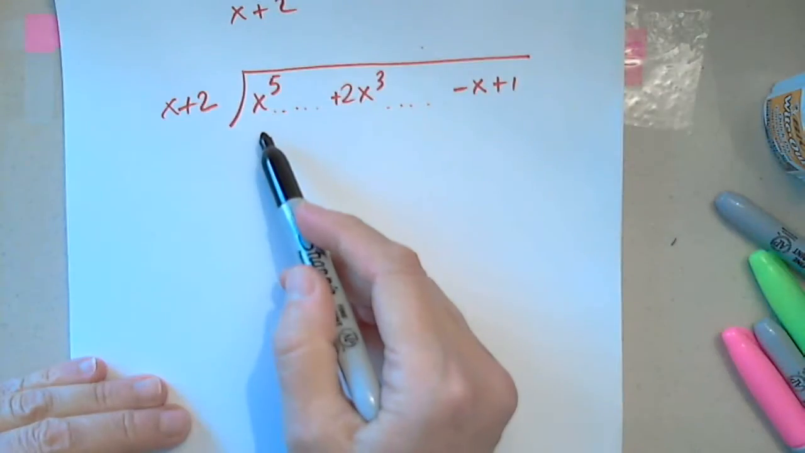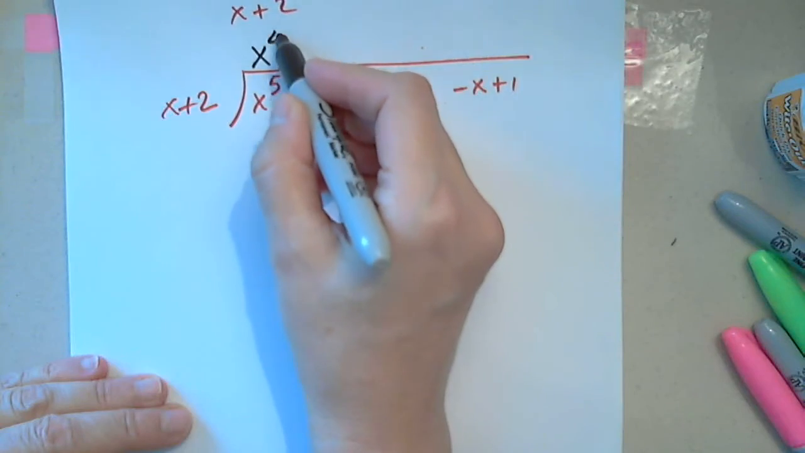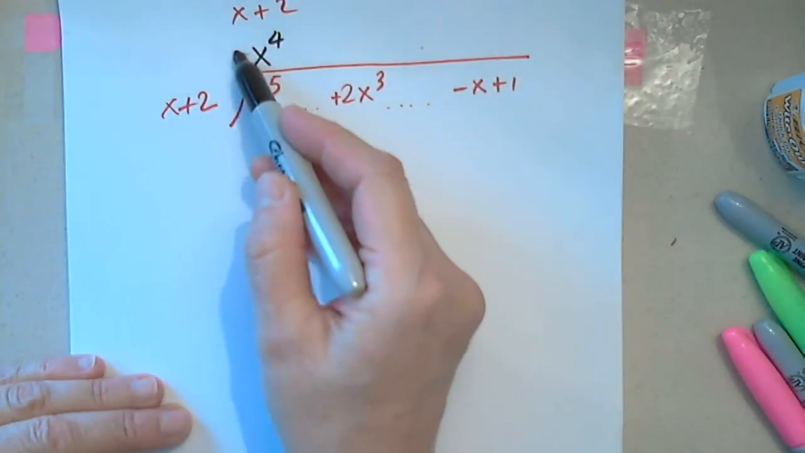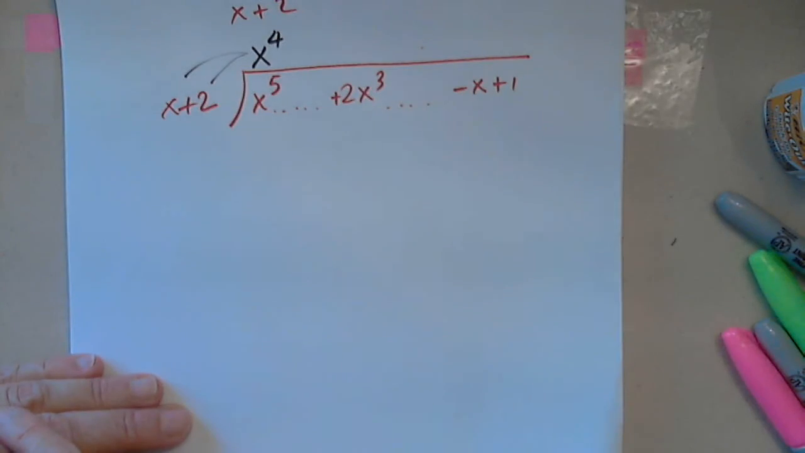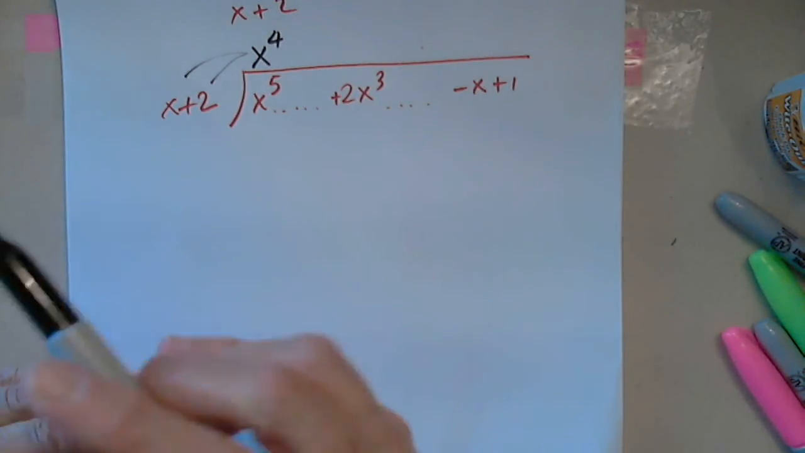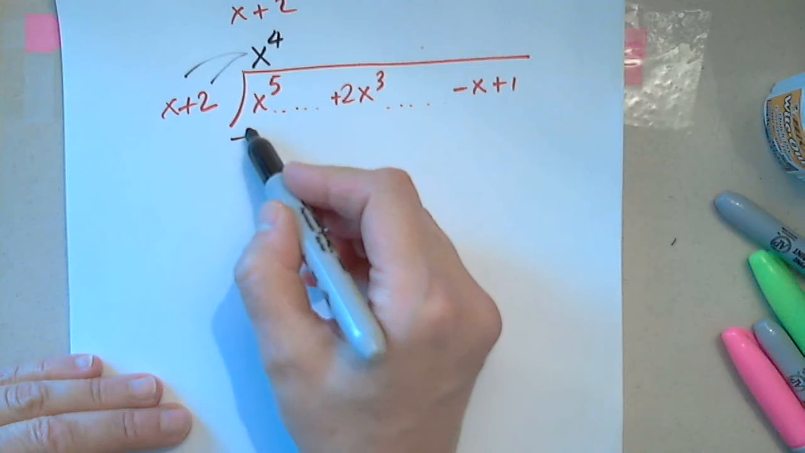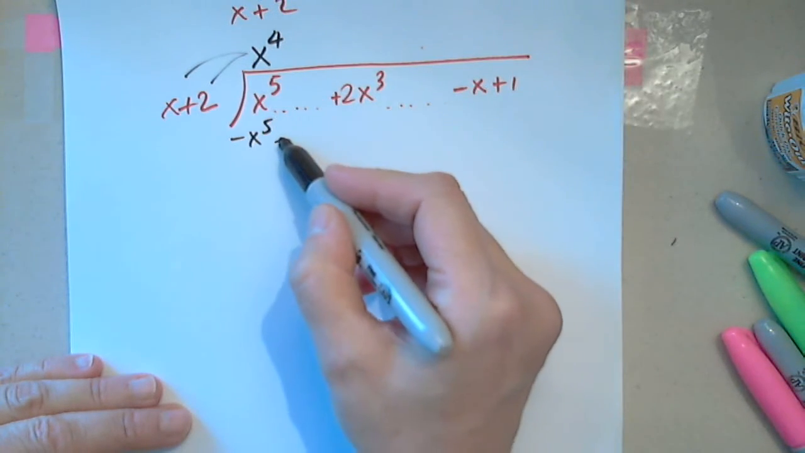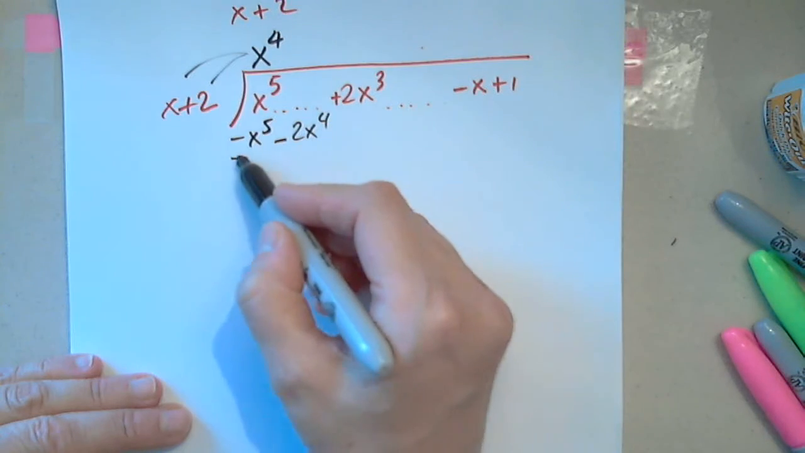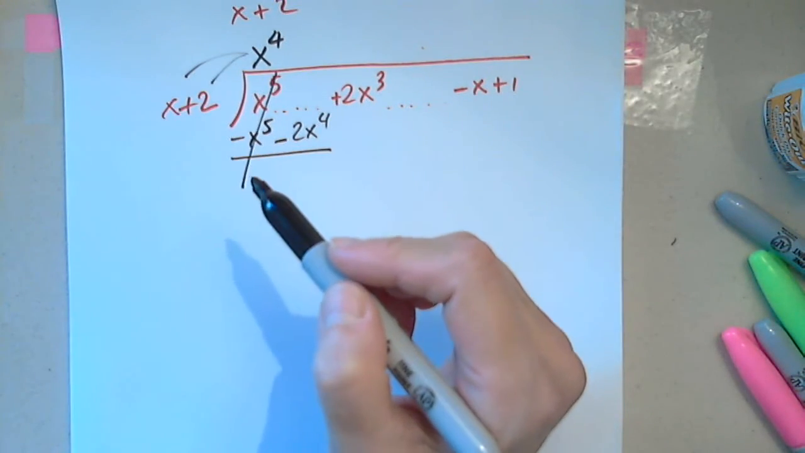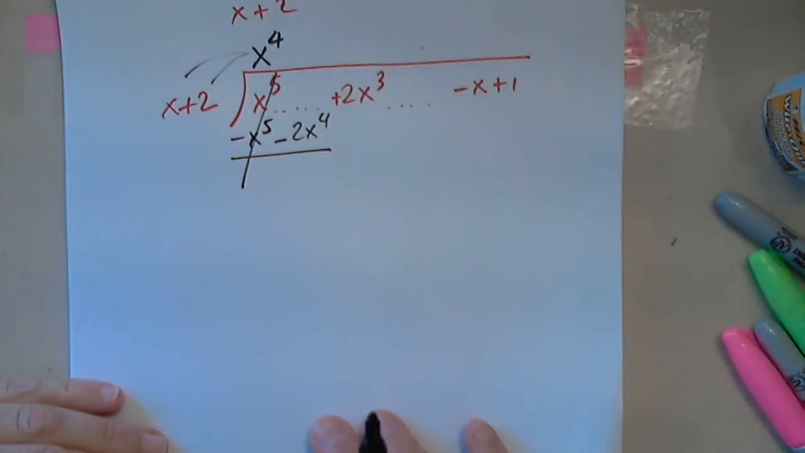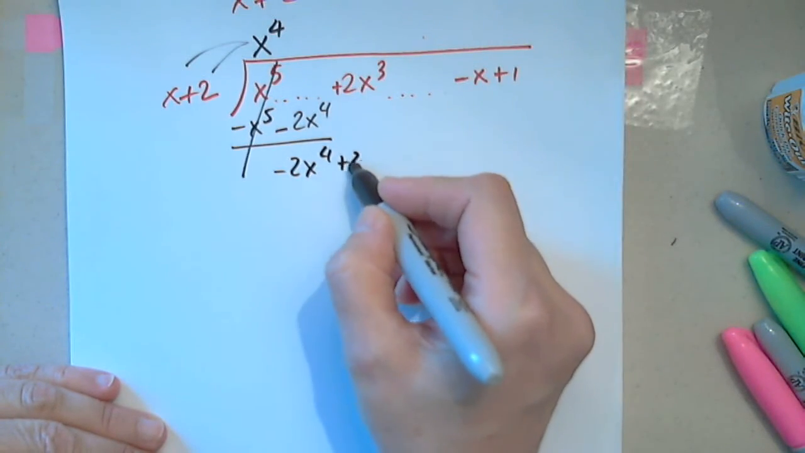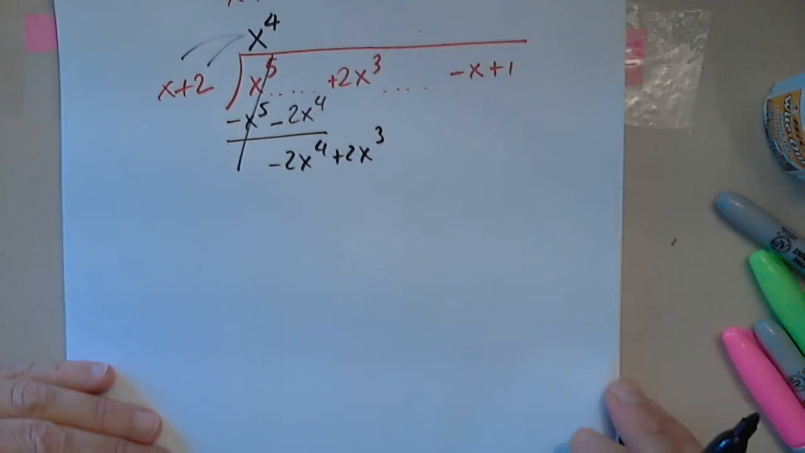So x times x to the fourth is x to the fifth, so the answer is x to the fourth. Now we have to go back and distribute and change the sign. So x to the fifth minus positive 2x to the fourth, but minus 2x to the fourth. Is this okay so far, everyone? Yeah. I bring down negative 2x to the fourth and also plus 2x cubed.